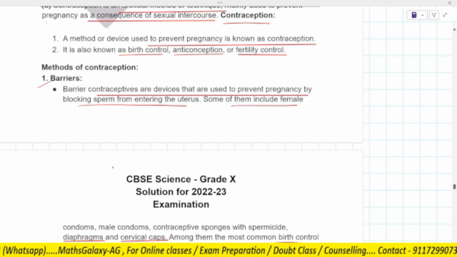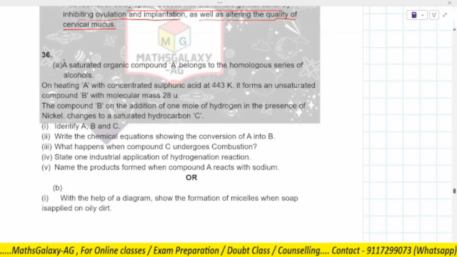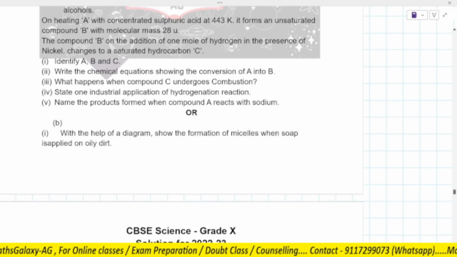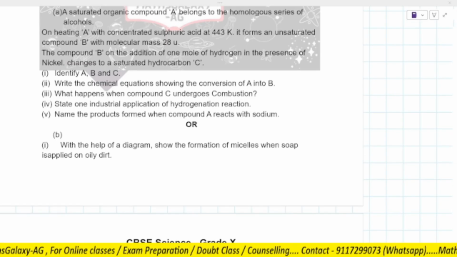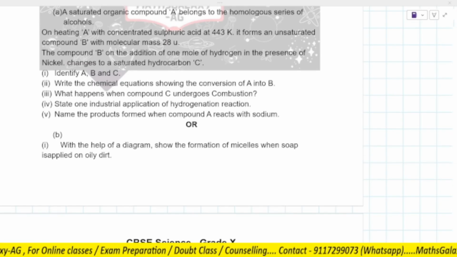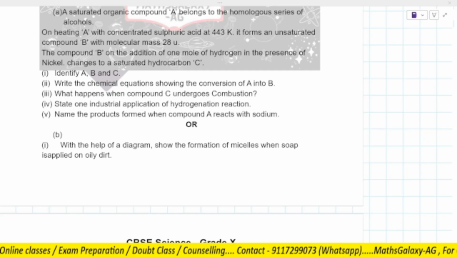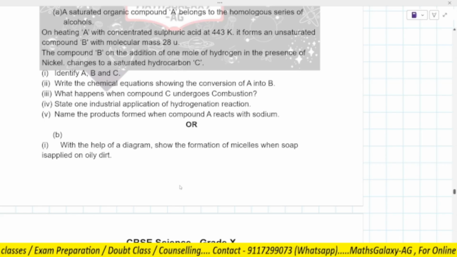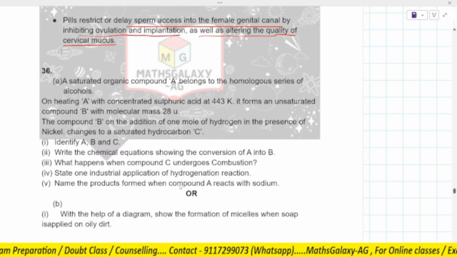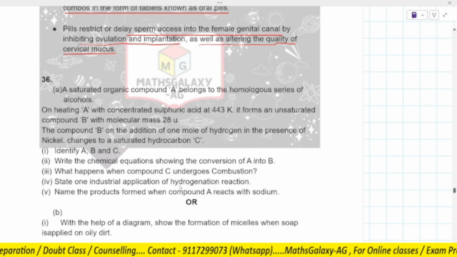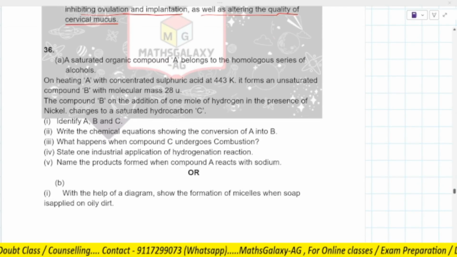So let's see here, after this, question number 36. Here again there is an OR-based question, so two parts are there, you have to do only one of them. Am I audible? So you can see the screen now. Yes. Okay, see here, the 36th question. Is there any doubt till 35th? No. So let's continue with 36.